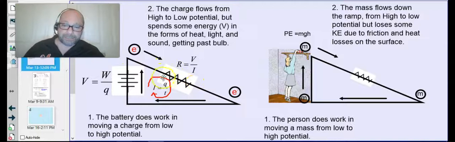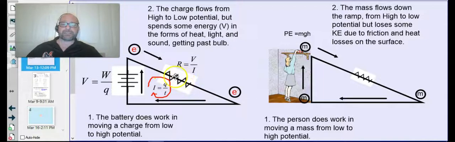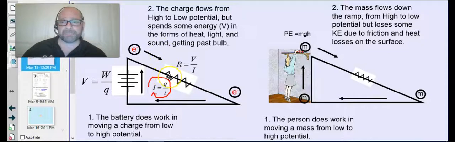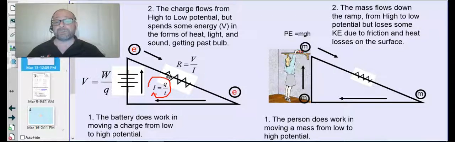Now right here in this spot, there's your squiggly line. That is actually the light bulb in symbolic form, but there is energy being used at this section right here. That's the light bulb. So the charge flows from high to low potential, but spends some of its energy in the form of heat and light, and maybe even sound. You may have heard light bulbs buzzing. They're hot, they glow, and there's a buzzing coming out of them. That's energy being used. So this process repeats itself.